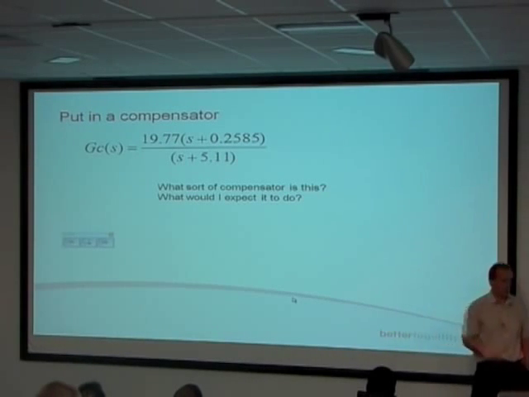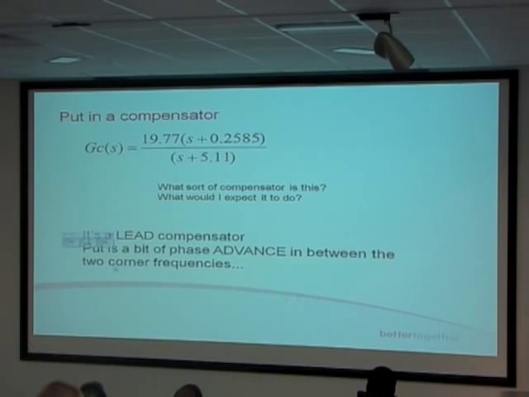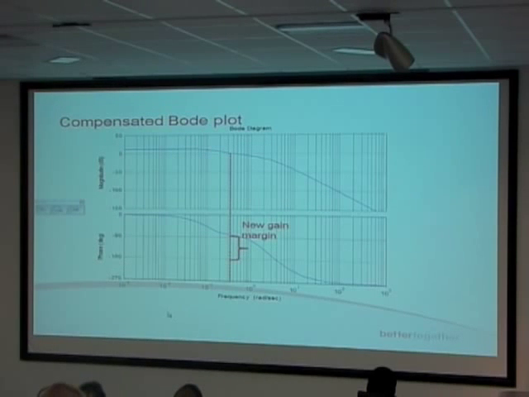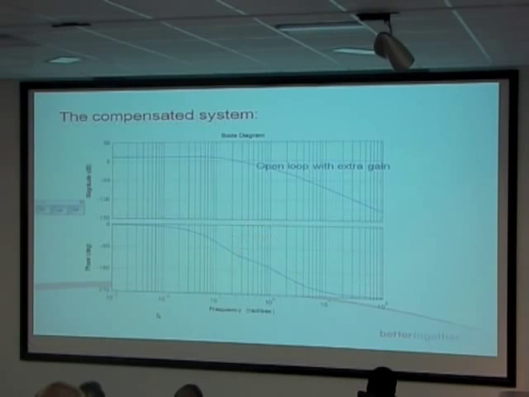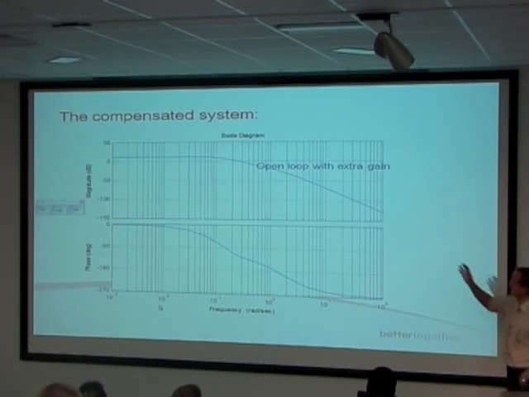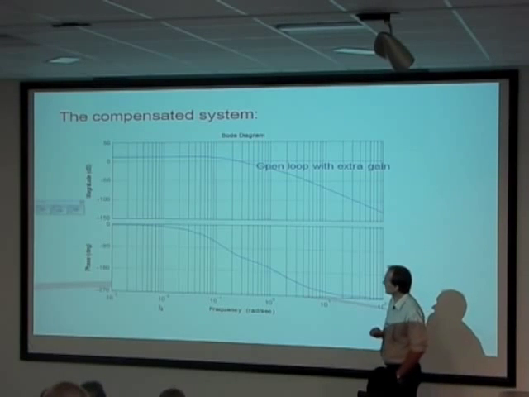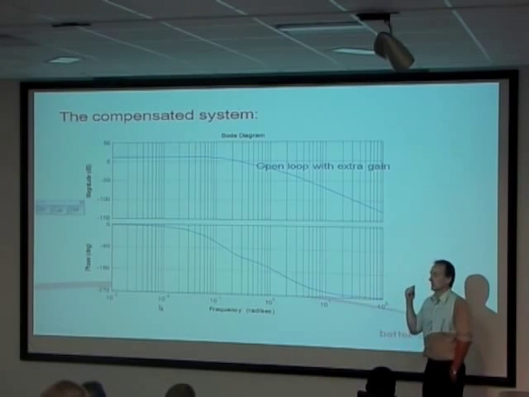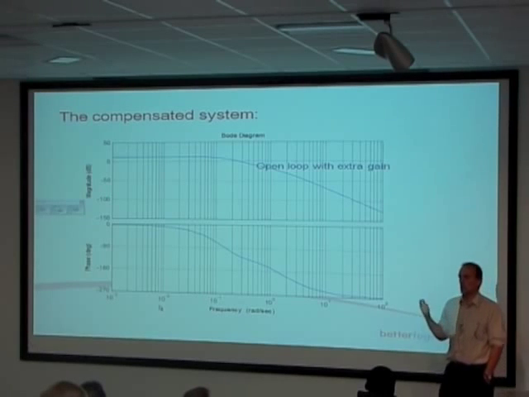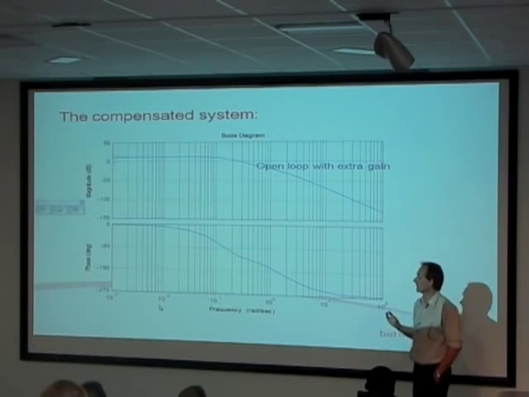Okay. What sort of compensator is it? Well, I just told you, it's a lead compensator. It puts in some phase advance between the 2 corner frequencies. We've seen the picture. Right, that's the system we're starting with. This is the correct slide for our system. Forget the extra gain words. But this is our Bode plot for my submersible with the correct actuator on the elevators.